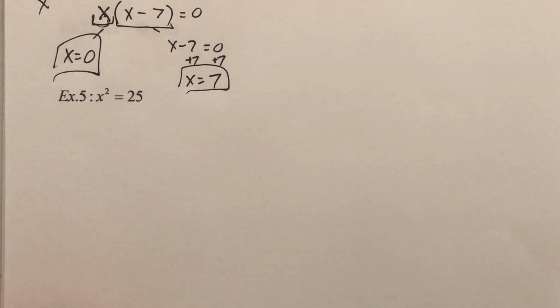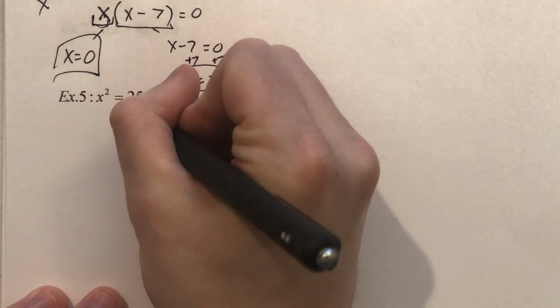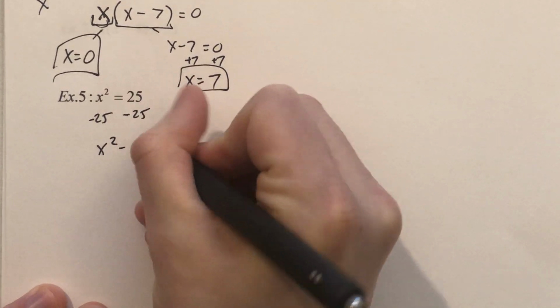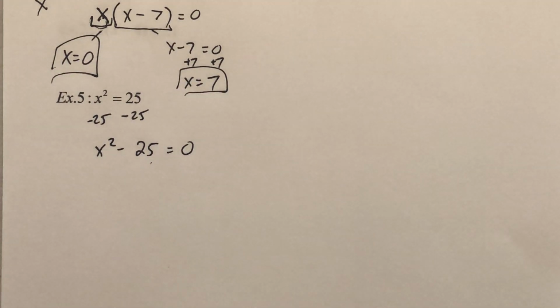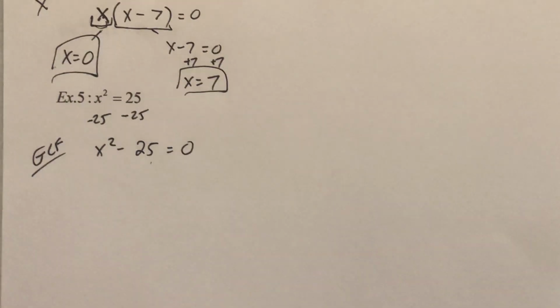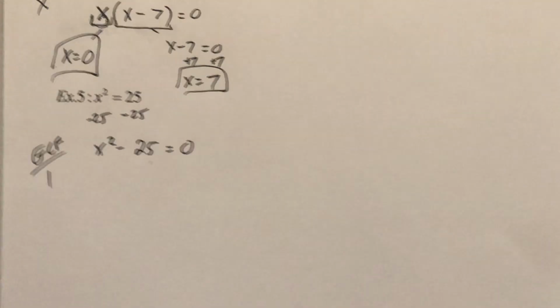All right, next one. Again, we don't see equals 0, so we want to get that first. So I'll move the 25 on over. X squared minus 25 equals 0. Now we can factor. First step, GCF. GCF of 1 doesn't help.